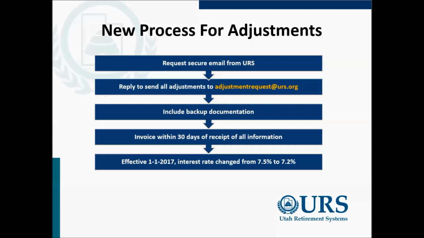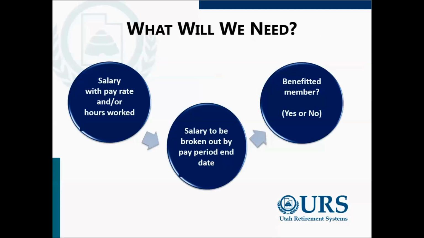One thing I want to point out to you before we move on: effective January 1st, 2017, the interest rate on adjustments has changed from 7.5 to 7.2. But keep in mind that if you send your adjustment in and we get it corrected within 90 days, the retirement office does not charge you any interest on that at all.